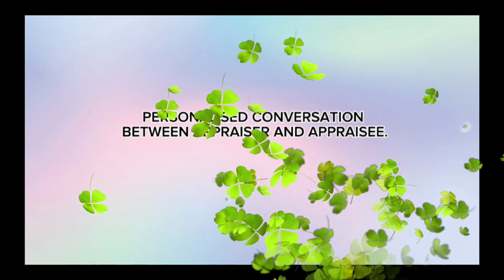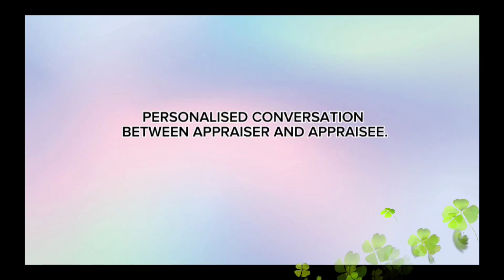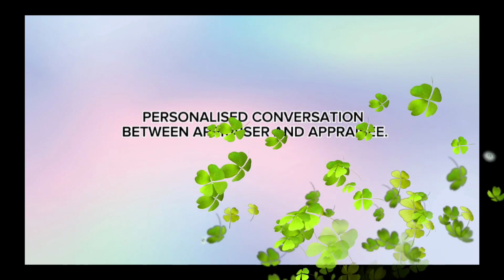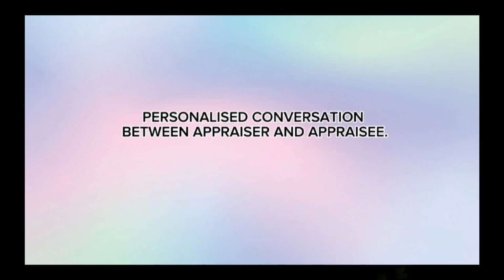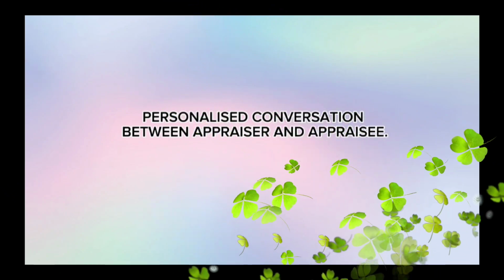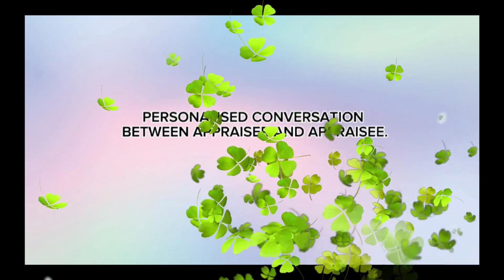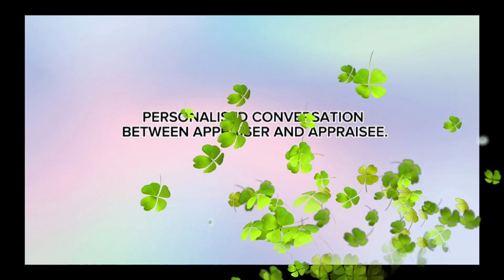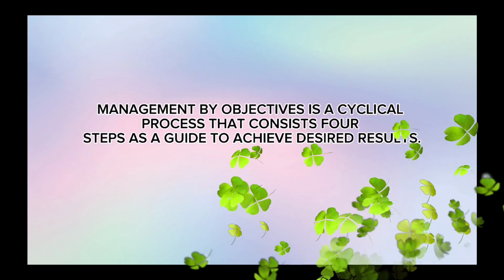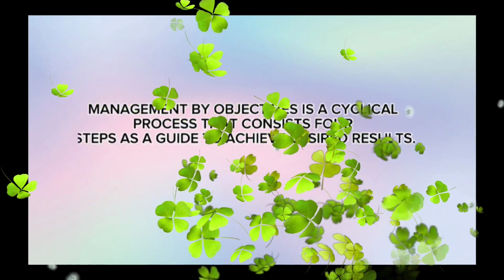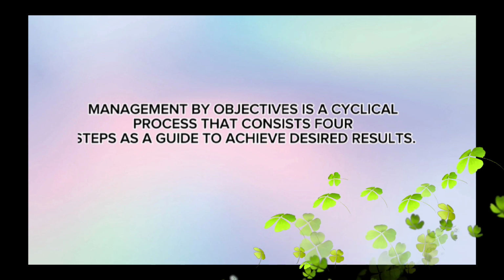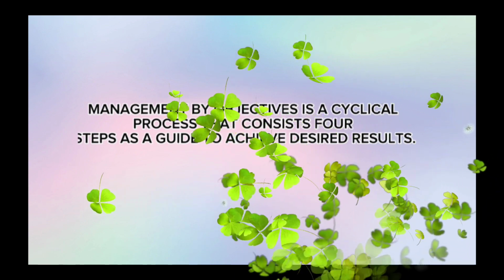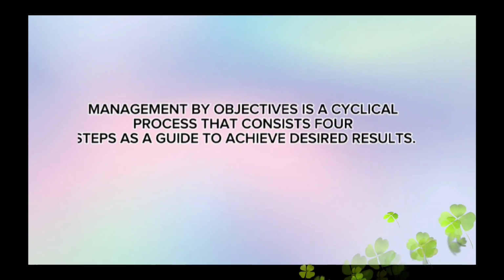It helps the company to find out whether the employee is being productive or is a liability. It helps the employee also to find out where his or her career is heading. It is an essential part of HR management. So, management by objectives is a cyclical process that consists of 4 steps as a guide to achieve desired results.